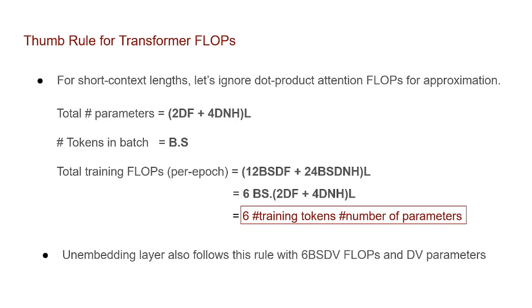So this is a useful thumb rule to estimate how many flops we are going to need for one epoch of training as we vary our training set, and as we change our model, maybe make it bigger or smaller. And then one can estimate how much time it might take to run on whatever GPUs one has. The unembedding layer also follows this kind of rule. There we saw that the number of training flops is 6 BSDV, where DV is the number of parameters and BS is the number of training tokens.